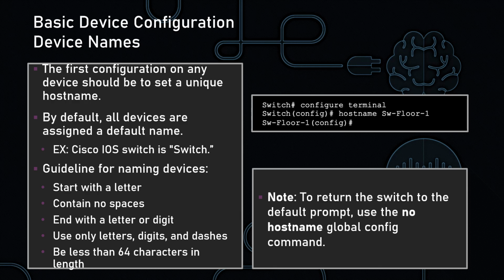If you need to return a device to its default prompt, so if you want to go back to switch, I wouldn't type in, host name switch. I would instead just type in no host name. And that's true for a lot of interface stuff. If you have a password for something and you want to disable it, you would just type in no password after you're in the correct mode.